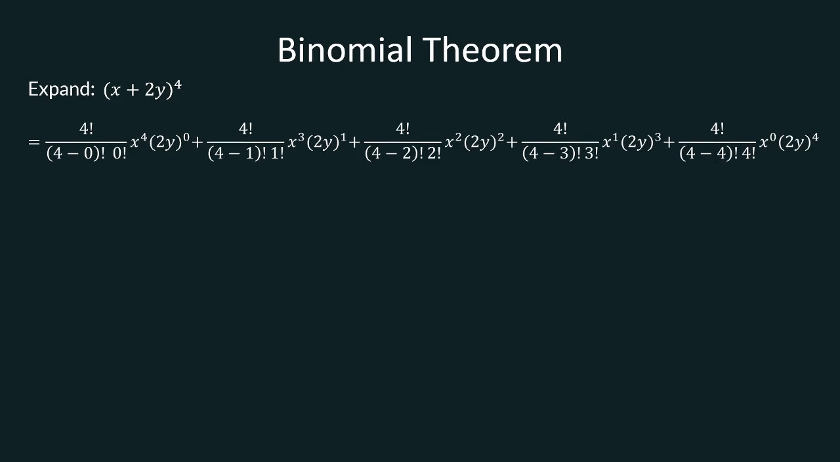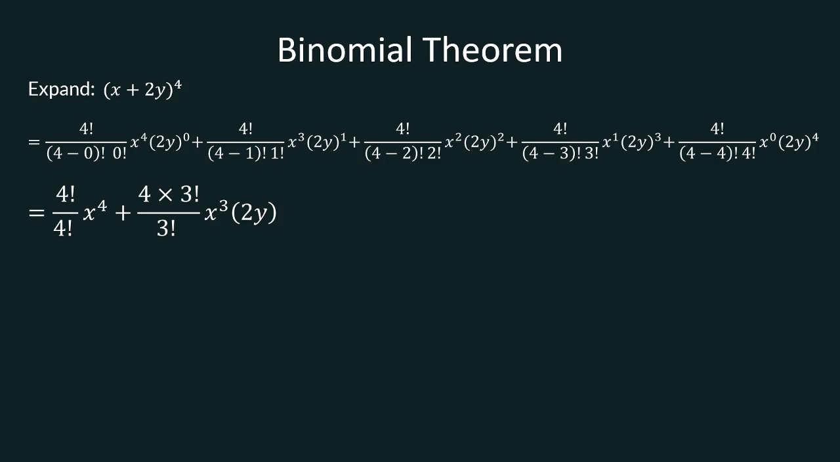Let's simplify this further. In the first term, we get 4 factorial divided by 4 factorial times x raised to the power 4. 2y raised to the power 0 is 1. In the second term, we get 4 times 3 factorial divided by 3 factorial, and we have times x cubed times 2y.